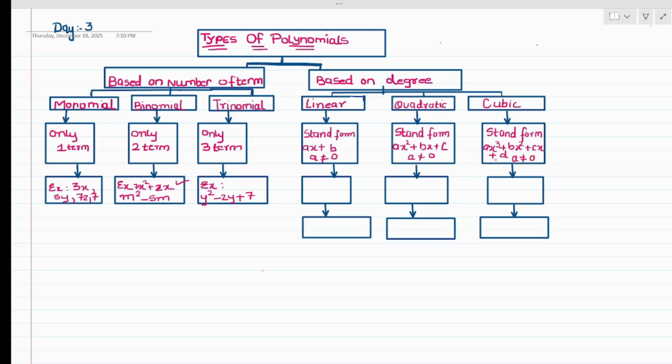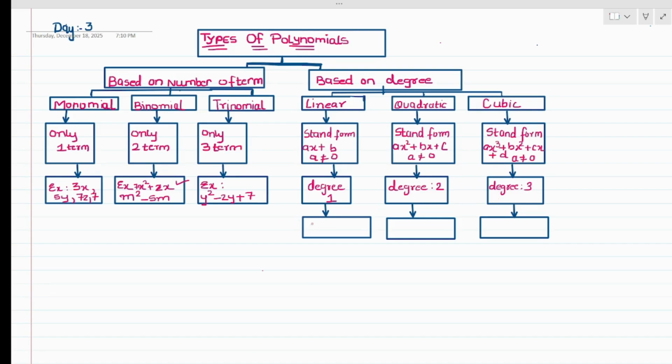Now, as you can see in this standard form, the greatest degree is 3. So, from the standard form, you can clearly say what my degrees are. For linear, my degree will be 1. For my quadratic, my degree will always be 2. And for my cubic, degree will always be 3. Clear? For linear, degree always 1. For quadratic, degree always 2. Cubic, degree will always be 3.